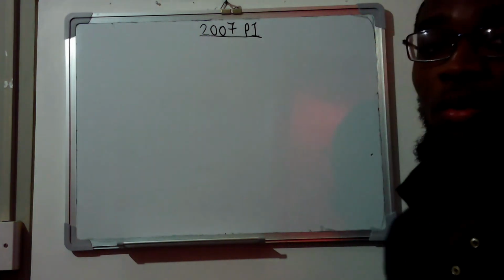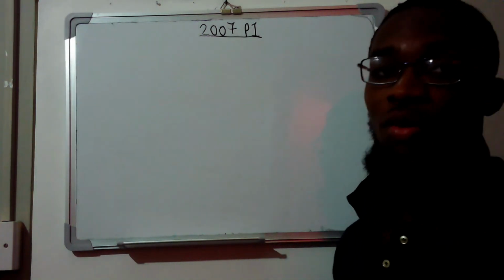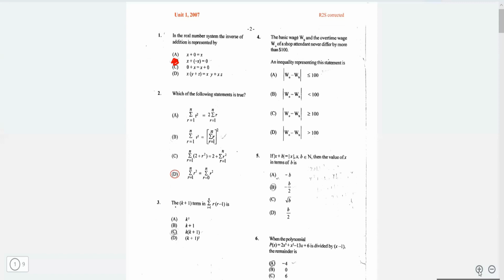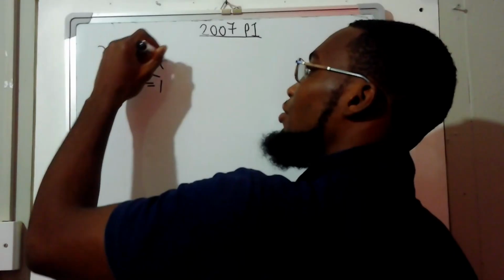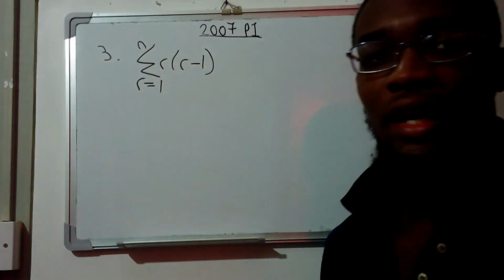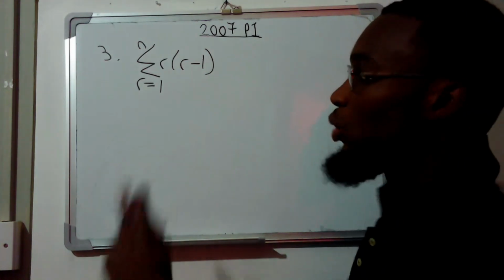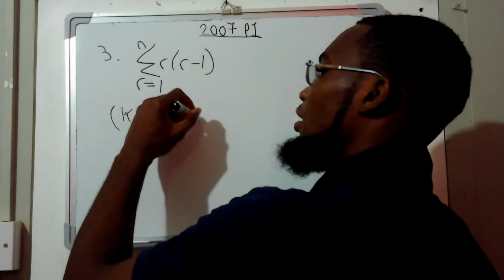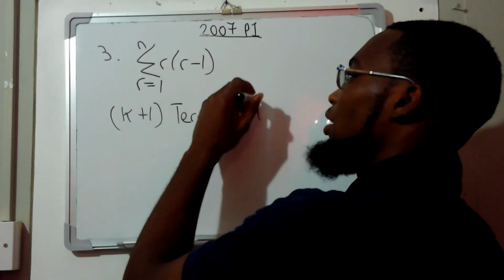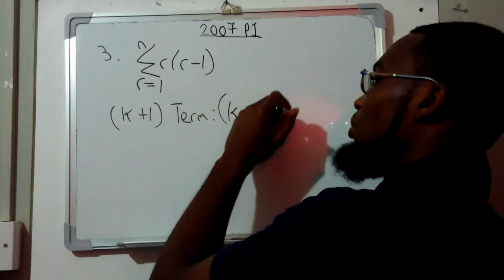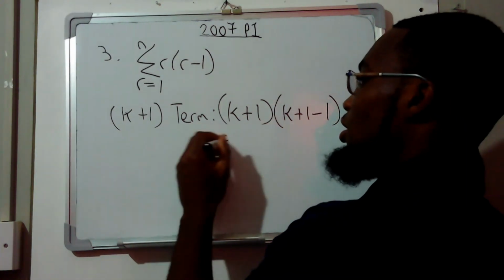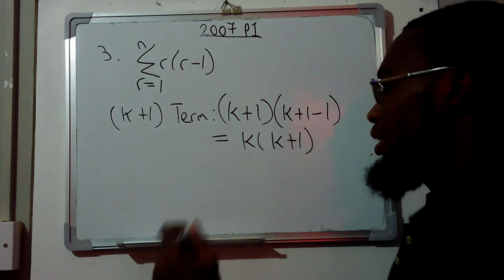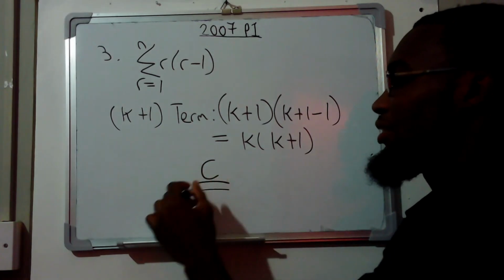Alright, number 3. Number 3 asks for the k plus 1 term in the sum from r equals 1 to n of r times r minus 1. To get the k plus 1 term, where r is, you put k plus 1. So the k plus 1 term is going to be k plus 1 times k plus 1 minus 1, and that works out to be k times k plus 1. Looking at the options, that's option C.